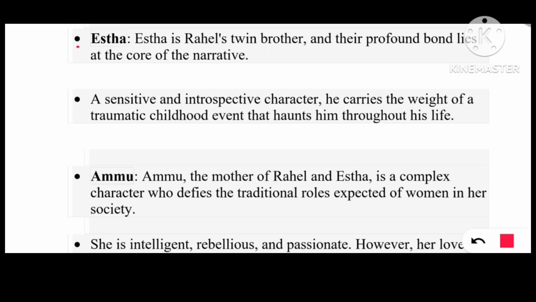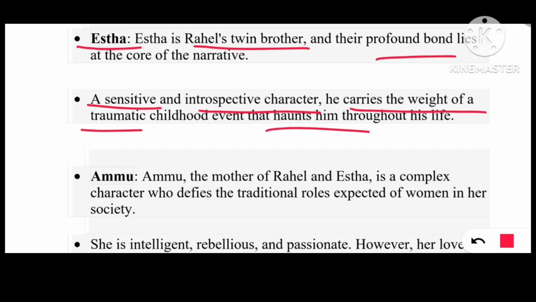Next character is Estha. Now, Estha is Rahel's twin brother, and they share a profound, strong bonding with each other. He is a sensitive and introspective character. Introspective means the one who is able to analyze their mistakes, their actions are checked by themselves, whether it is good or bad. He carries the weight of a traumatic childhood event that haunts him throughout his life. Just like Rahel, even Estha did not have a good childhood, and therefore they are traumatized.